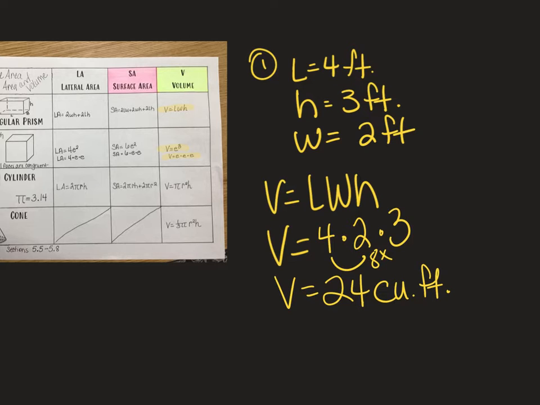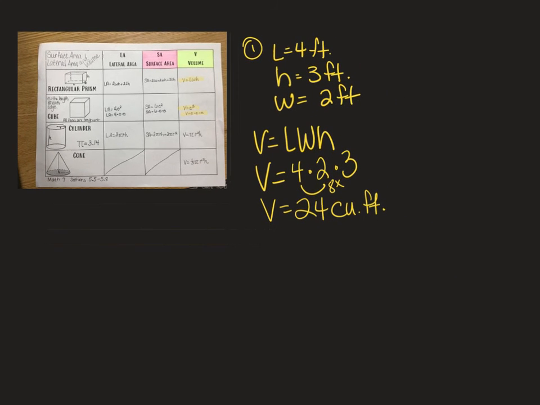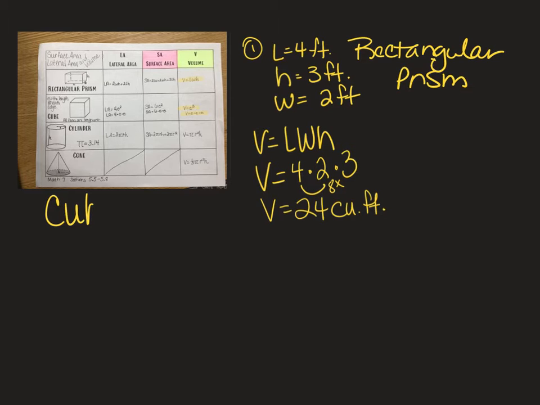Yes? So we're doing the volume today. We're doing volume today. Just the volume, right? Just the volume. We've already done lateral area and surface area. Yeah, we're just doing volume today. So that is volume for a rectangular prism.